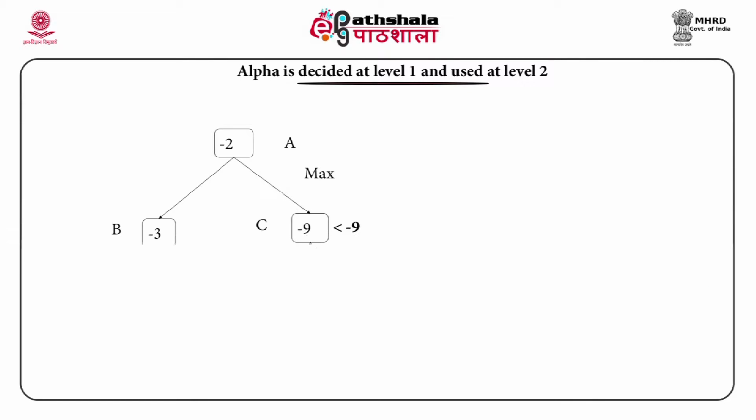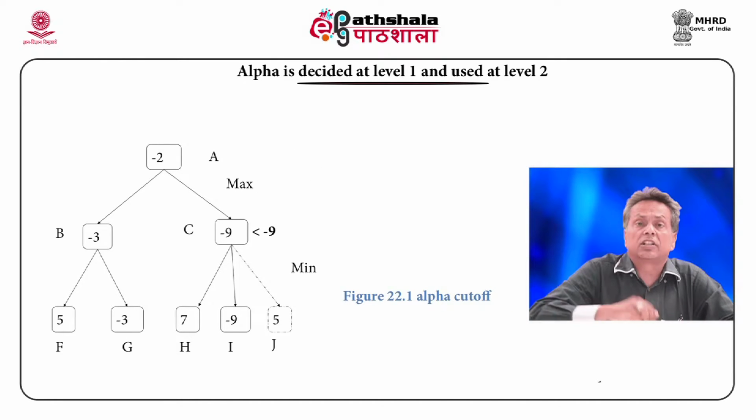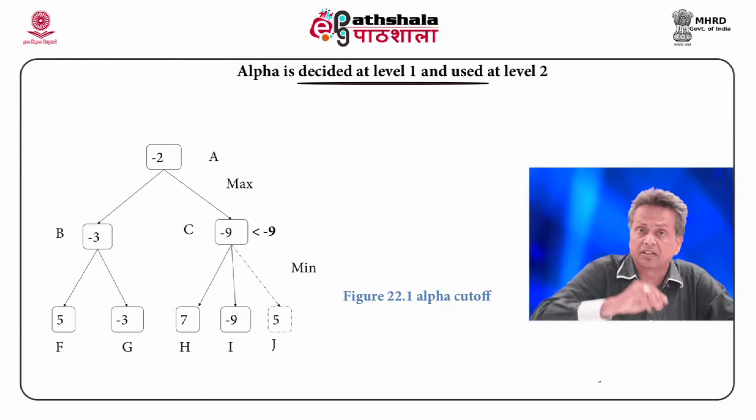Now look at the example shown, which we have already seen in the previous module. In this example, A has two children, B and C. B has F and G, while C has H, I and J. Now when we explore F, we get 5. We explore G, we get -3. Because it is the opponent's chance to play, he will choose -3 and not 5. So what is backed up is -3 and not 5.